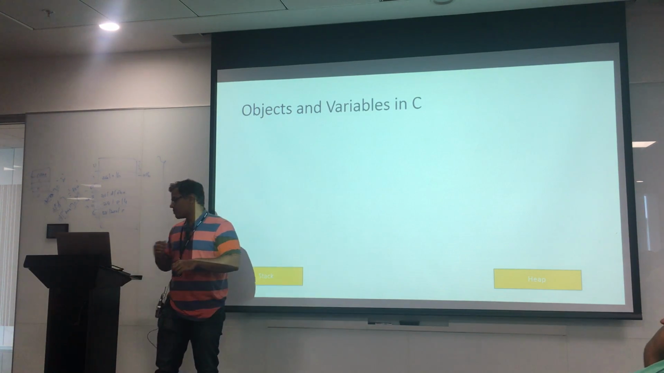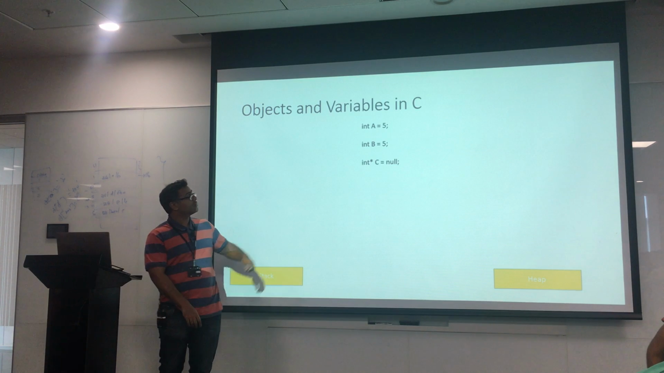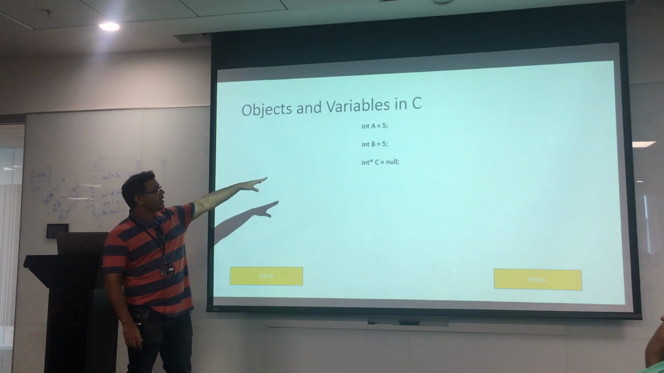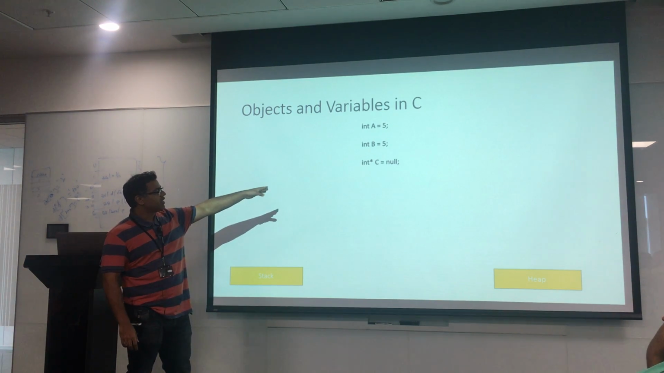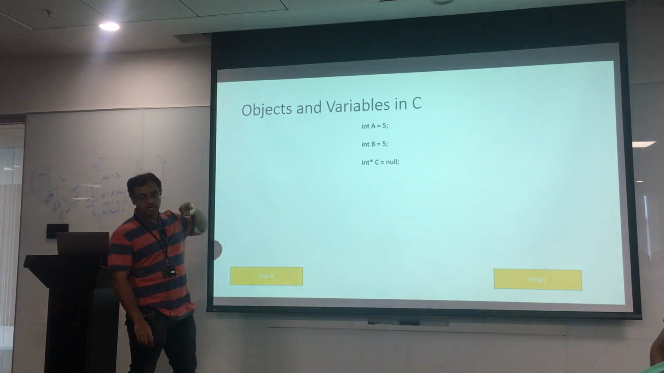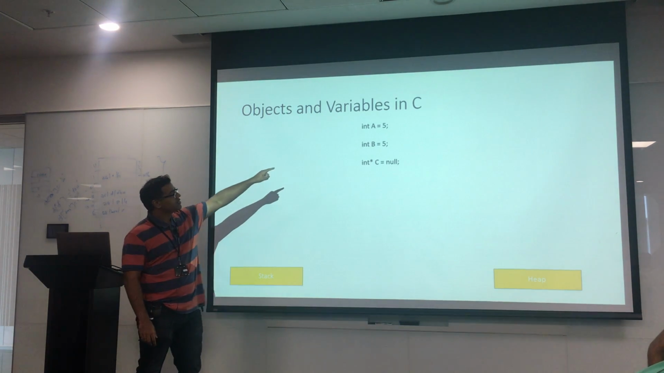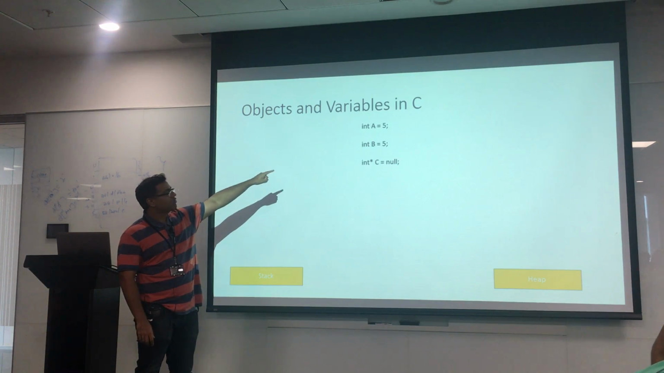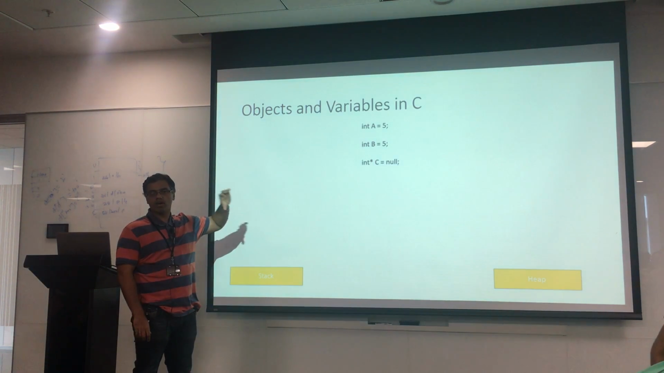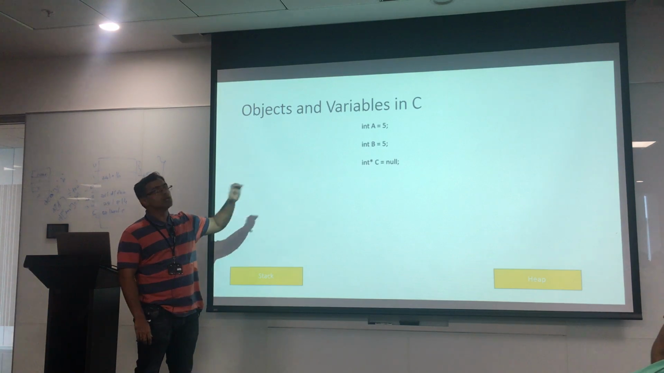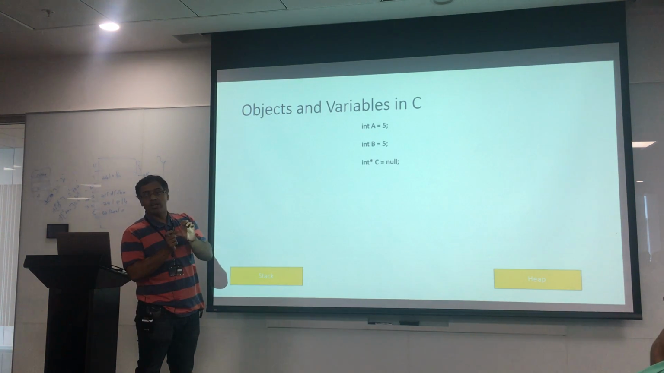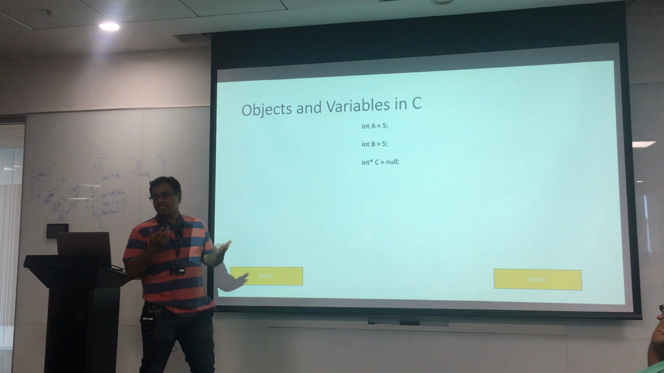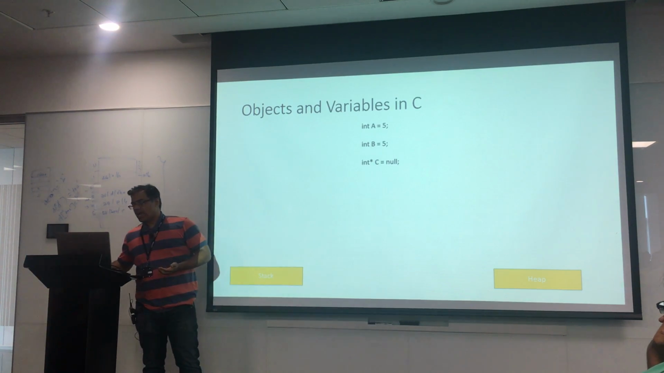Whenever you run something, like let's say you have int a = 5, int b = 5, int *c = NULL in C. For those who don't understand C, C is a statically typed language. So when you say int a = 5, you're saying there is a variable a which has a value 5, and the data type of that 5 is an integer, right?